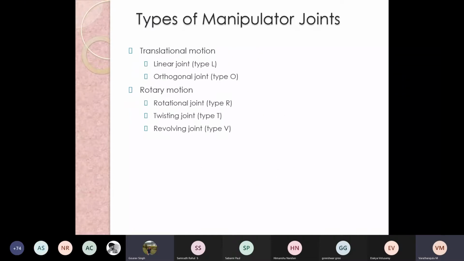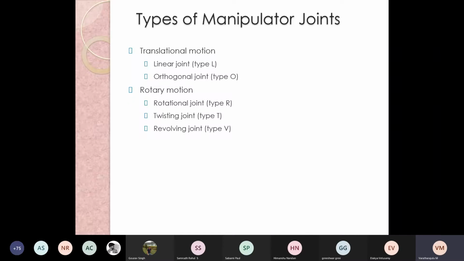Types of manipulator joints. This is what we have seen in the last class. We have 5 different types of joints. The first 2 types are called translational motion. We have only translation, that is, up and down or linear types of motion are categorized as translation. With that, we have 2 different types of joints: one is the linear joint, and the other one is the orthogonal joint.